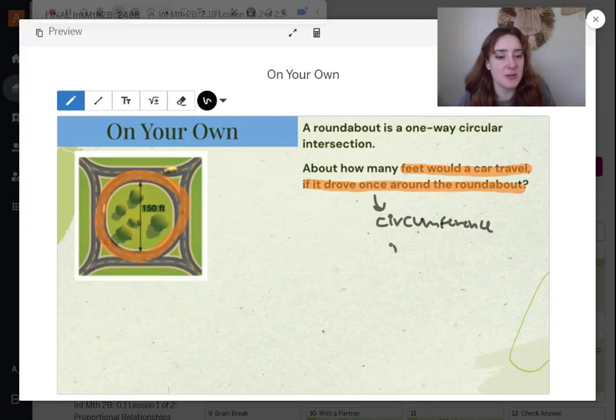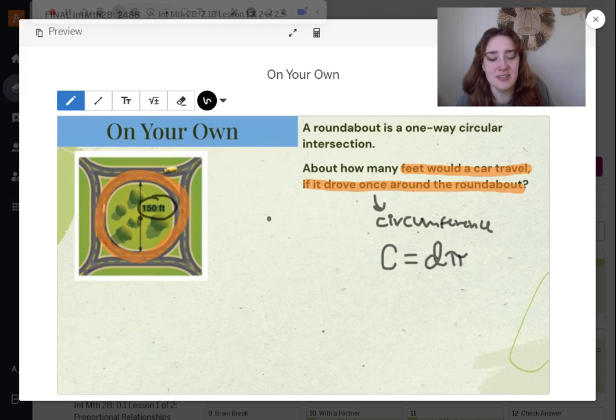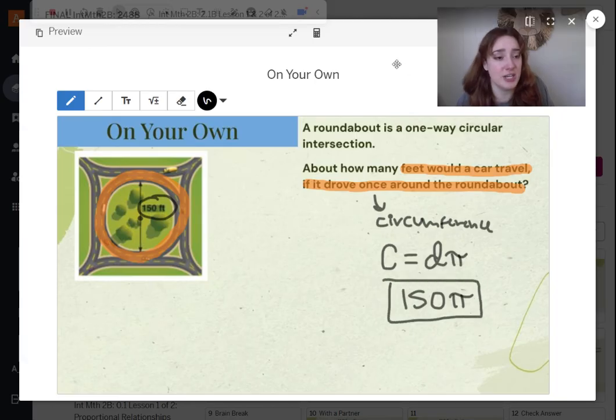So what do we know about circumference? Somewhere on your paper, I hope you wrote circumference is equal to diameter times pi. And look at us, they gave us the diameter. It's dead center in the circle, reaching end to end. So the diameter is 150. So bam, 150 pi. If you put that as your answer, you got it.